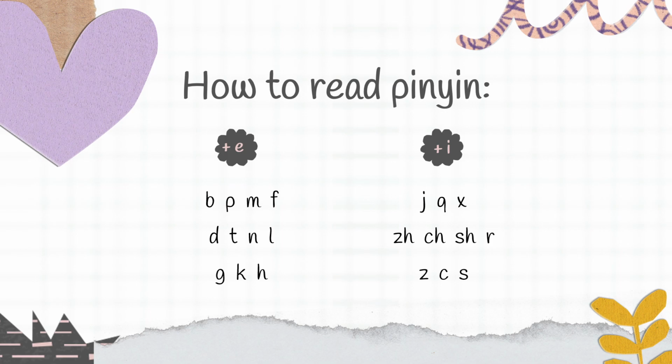So starting from the top is b, p, m, f, d, t, n, l, g, k, h. B and P are almost the same, but for P we add an aspirated sound. The same for D and T, we add it for T, and for K we also add it. So here we go: B, P, D, T, G, K. It's very easy, right? You can try to read after me. I will read it again.